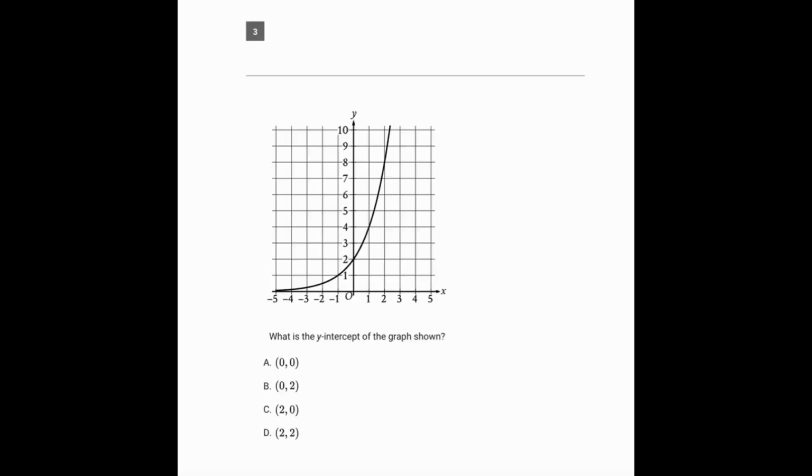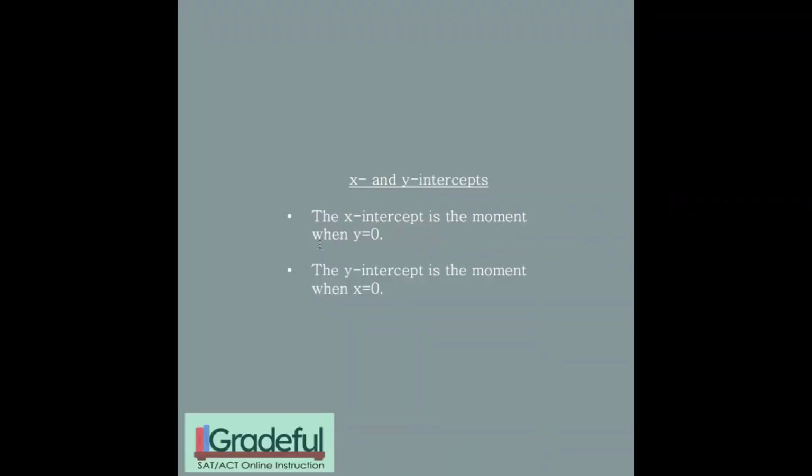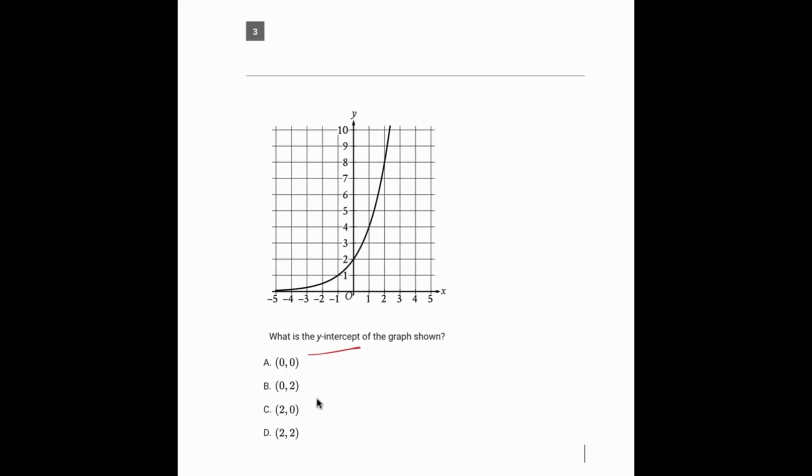Now going to question number 3, here we're being asked for the y-intercept, and in general, the x-intercept's where y is 0, the y-intercept is where x is 0. So here, we need to know where is x equal to 0. And when x is equal to 0, it puts you on this axis. So all the points on this green line, they all have x values of 0. And where does the curve hit that line? Right here, at 0, 2, which is answer choice B here.